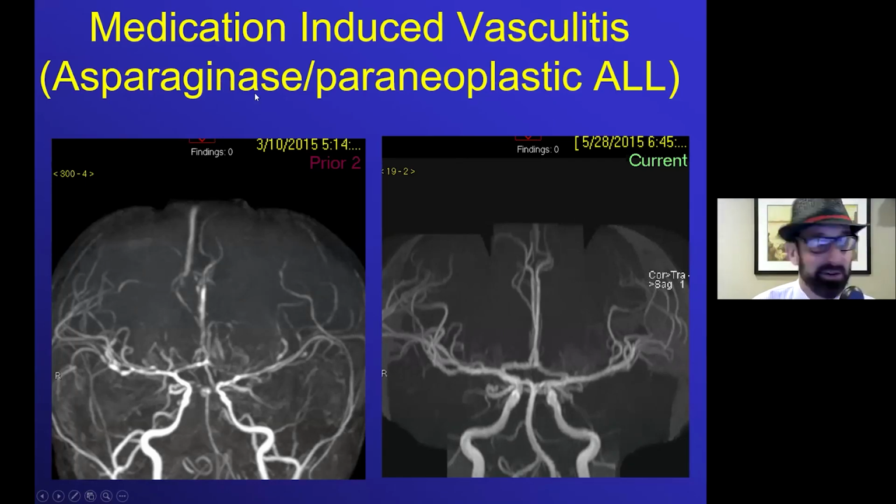After the asparaginase was discontinued, they repeated the MRA and look how well it all healed and returned to a more normal appearance. So L-asparaginase may have a thrombotic effect, but it may also, as with other medications used in leukemia and lymphoma, lead to a vasculopathy that may manifest by areas of narrowing intracranially.